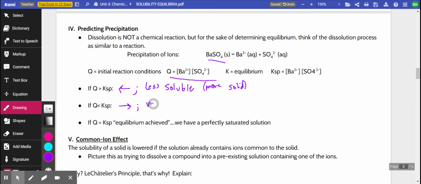Now, if Q is less than K, then the dissolution continues to the right. It's more soluble, and we're going to see the concentration of the ions increase. So basically more ions in solution will be produced. If Q is equal to K, then you have equilibrium, and we have what's known as a saturated solution.